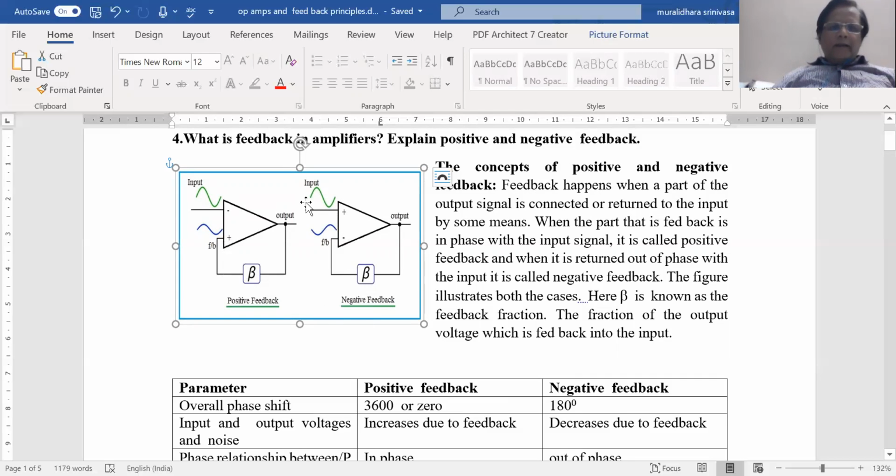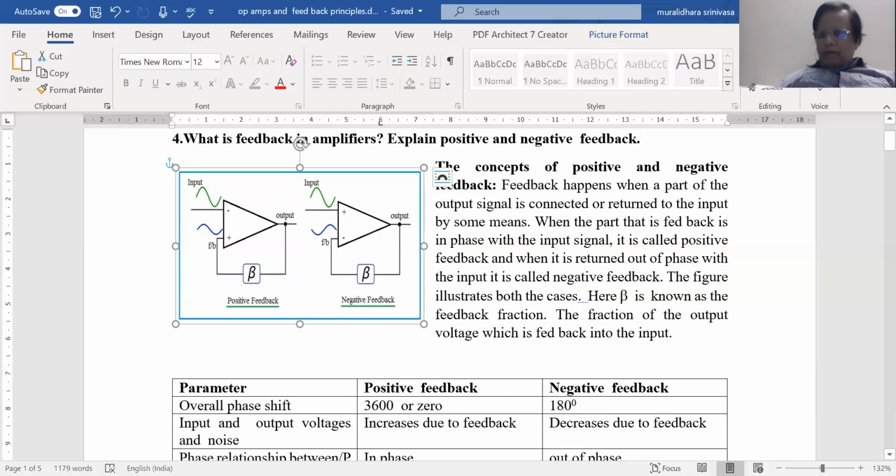On the other hand, here you are giving a signal to the non-inverting terminal. The output will be in phase with the input signal, and you return the output, a part of it, in fact a fraction called beta, known as the feedback fraction, back into the input. So here there is a 180 degree phase shift between the input and the output. So this can be called negative feedback.